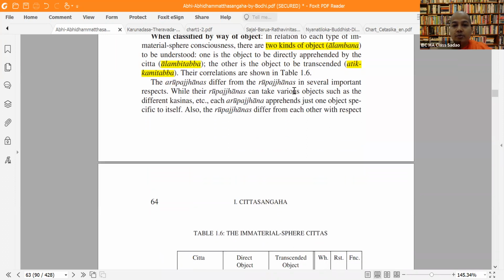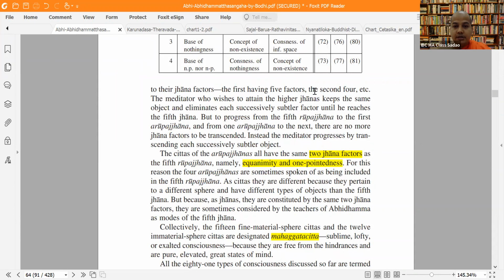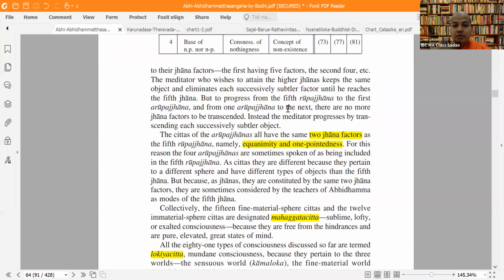The arupa jhanas differ from the rupa jhanas in several important respects. While the rupa jhanas can take various objects such as the different kasinas, each arupa jhana apprehends just one object specific to itself. Also, the rupa jhanas differ from each other with respect to their jhana factors, the first having five factors, the second four, etc. The meditator who wishes to attain the higher jhanas keeps the same object and eliminates each successively subtler factor until he reaches the fifth jhana. But to progress from the fifth rupa jhana to the first arupa jhana, and from one arupa jhana to the next, there are no more jhana factors to be transcended. Instead, the meditator progresses by transcending each successively subtler object.